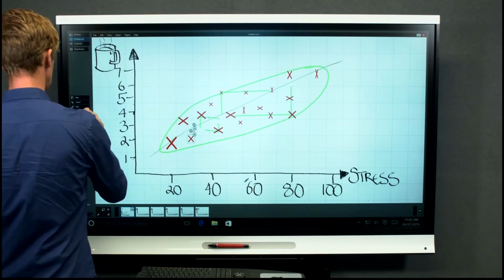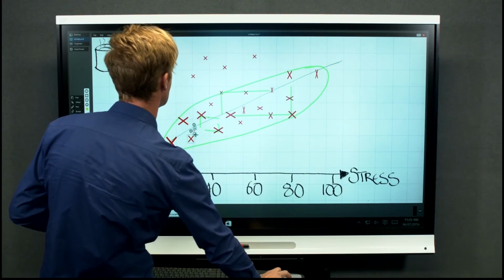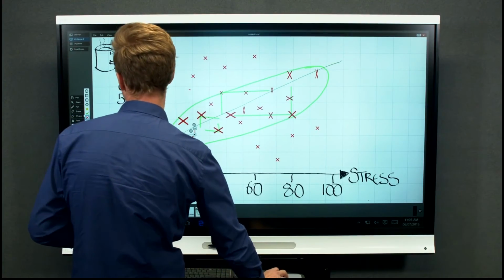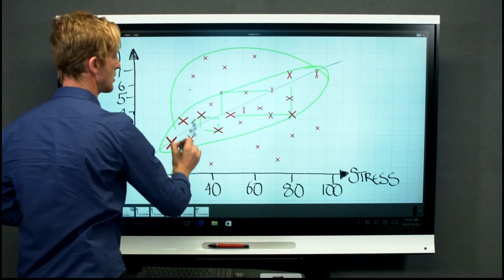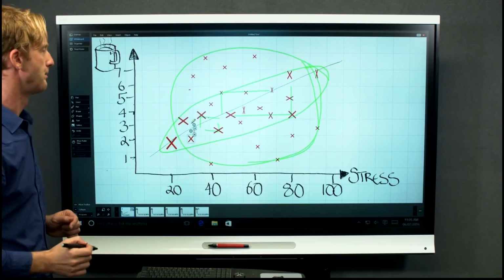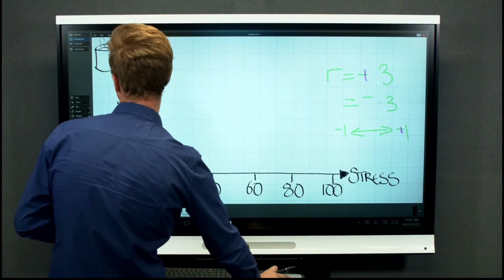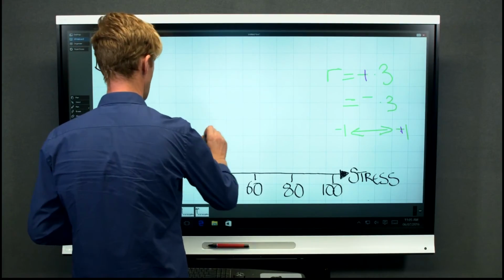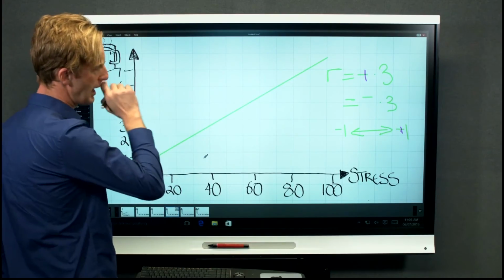But if we had data points that were over here, then our R score wouldn't be as strong. It would be much closer to 0. Okay? So let's do a quick example. So our line of best fit, okay, so we've got a line there. Let's stick with that. And an R equals 0.3.